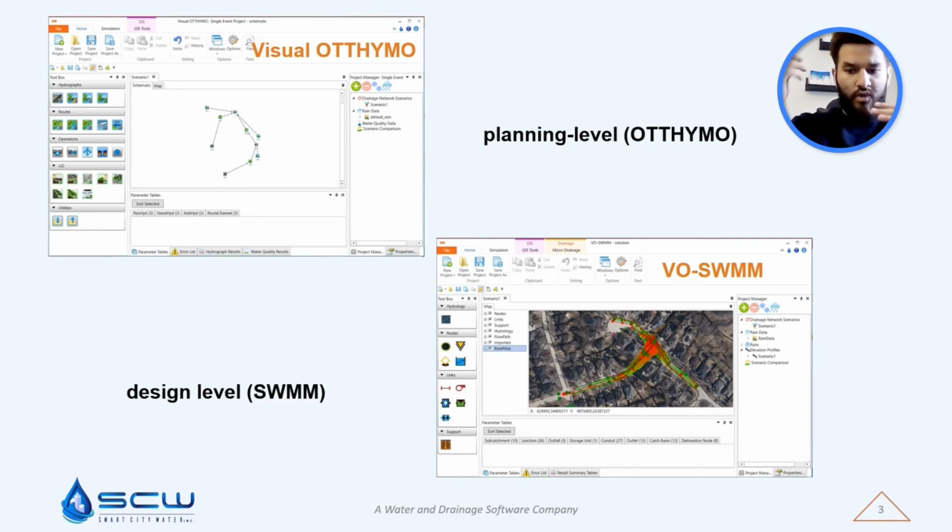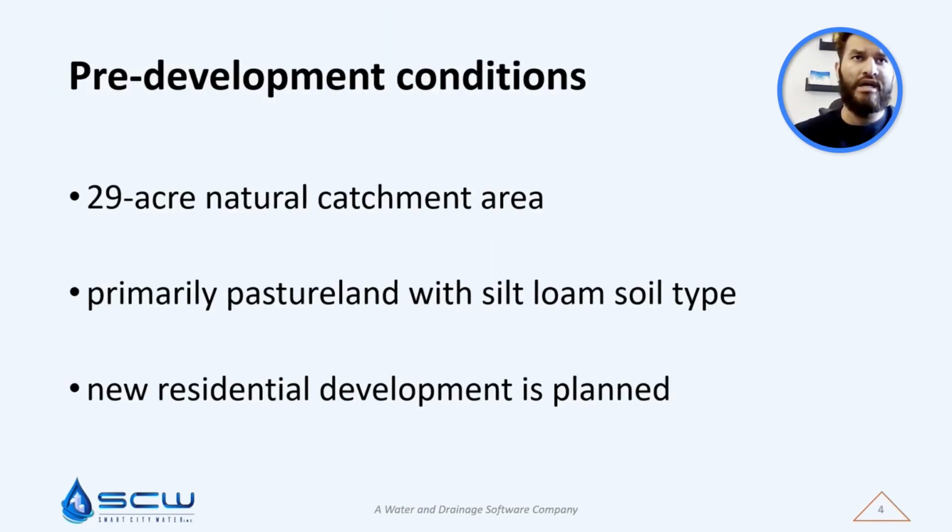Most of the time, we get confused about Visual-OTTHYMO and VO-SWMM. Visual-OTTHYMO is only a hydrologic model, and VO-SWMM is both a hydrologic and hydraulic model. So we can do a land development with VO-SWMM as well, which is today's focus. To see how we can do a land development with VO-SWMM, I came up with an example that we want to follow together and do in the actual software, both to see the interface of VO-SWMM and to be on the same page about how we can do that land development.